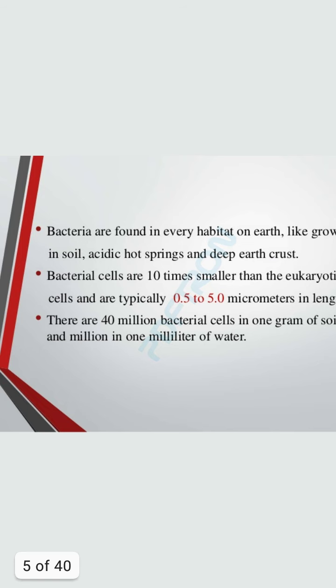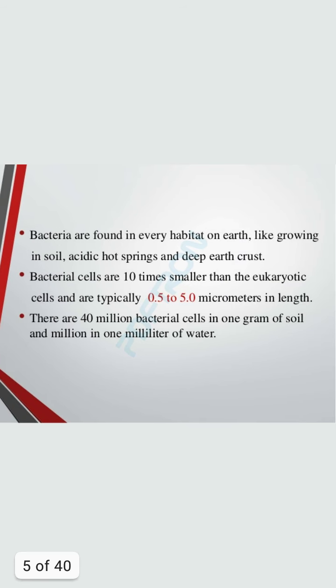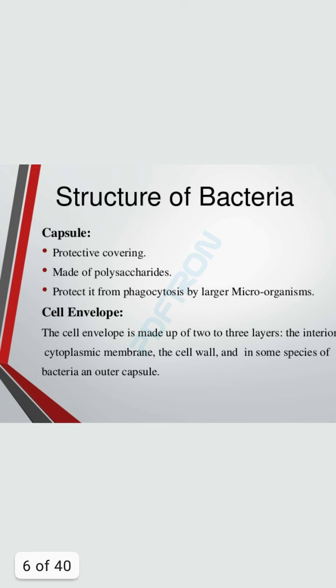Bacteria are found in every habitat on Earth, like soil, acidic hot springs, and deep earth crust. Bacterial cells are 10 times smaller than eukaryotic cells and are typically 0.5 to 5.0 micrometers in length. There are 14 million bacterial cells in 1 gram of soil and millions in 1 milliliter of water.